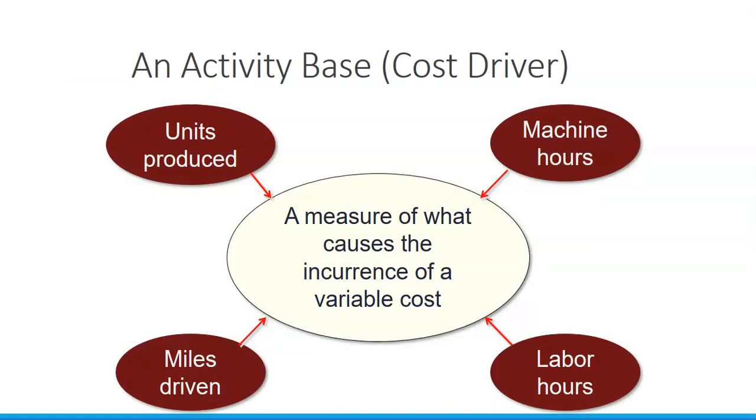When we talk about an activity base or a cost driver, this is what causes our variable cost to happen. For example, the number of units produced. If I make one unit, it costs this much. If I make 10 units, it's 10 times the amount. Same thing with direct labor hours. If I work 1 hour, it costs this much. If I work 10 hours, it's 10 times the amount. So this is called a cost driver because it is what drives the cost.